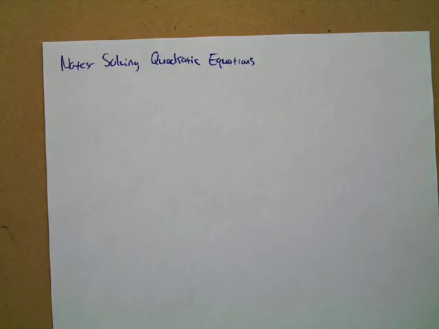And then for number 2, similar kind of idea. Set each one of those factors to 0. So for number 2, you should have gotten x is 0, x is 41 halves, and x is negative 9. Okay.